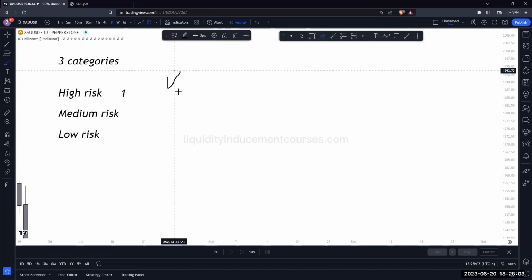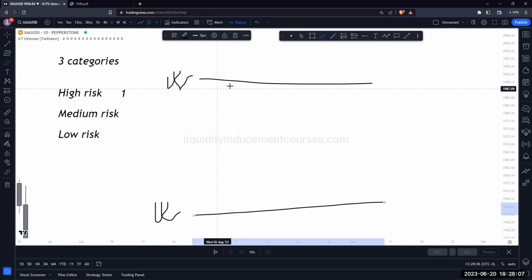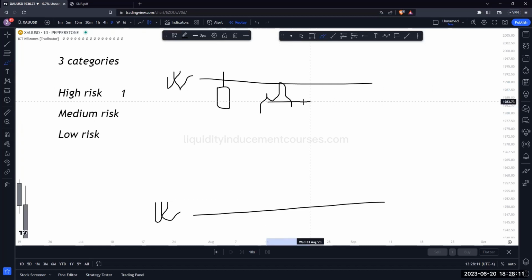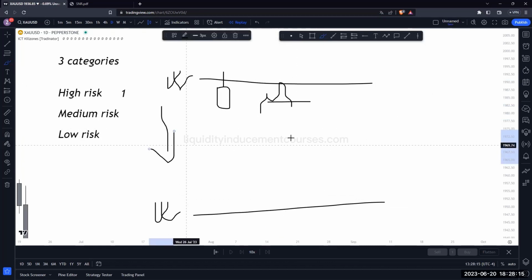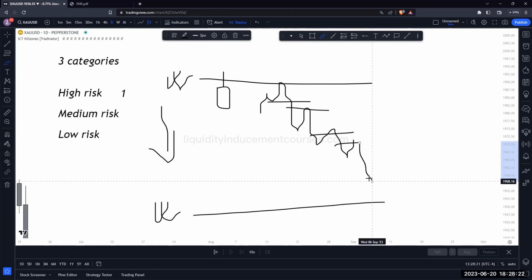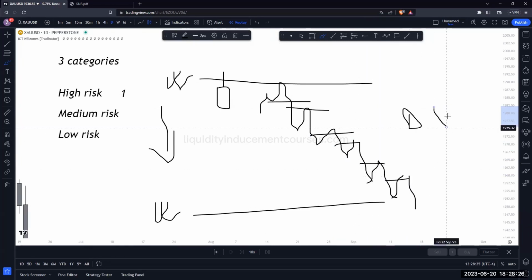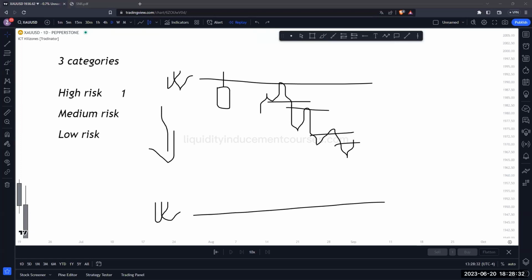So you're going to have your weekly to weekly, right? Weekly to weekly. You're going to have a weekly rejection and a daily breakout. So once this happens, the weekly is in a bearish storyline, okay? And then you're going to have a lot of daily levels, daily sell levels aligning with the weekly bearish storyline. Is that clear for the high risk entry?